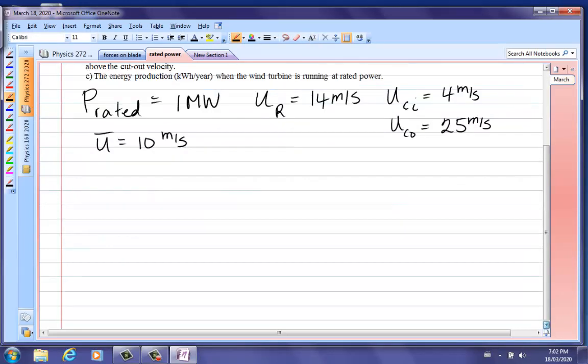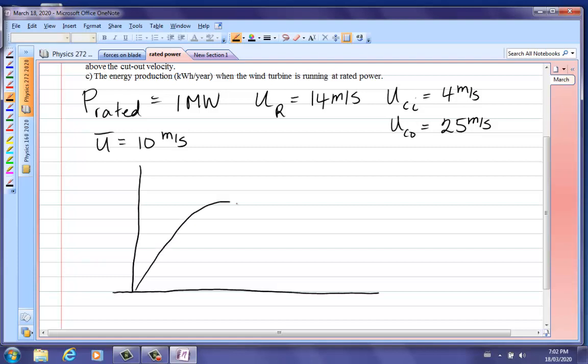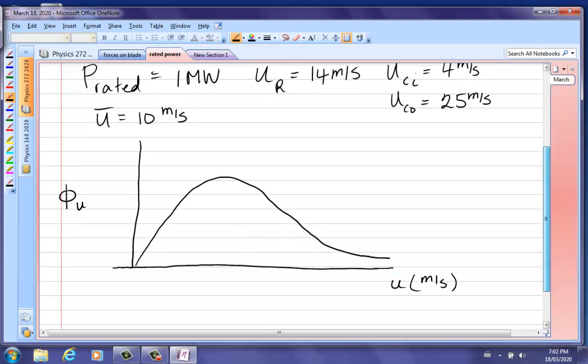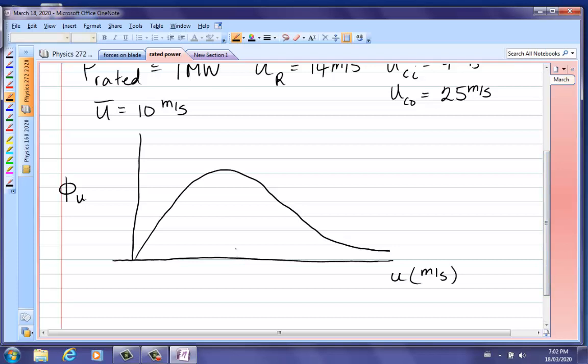So the first thing is recall the Rayleigh distribution. It is a probability distribution of wind speed. It's not a normal distribution, it's a little bit skewed toward the higher end of wind speed. U is the wind speed on the x-axis, and on the y-axis is the probability that the wind speed will be a certain value per meter per second. Now the average is not at the peak. The average is right around here, U bar. U cut in would be way over here, so that would be the 4, and then U cut out would be way over here.